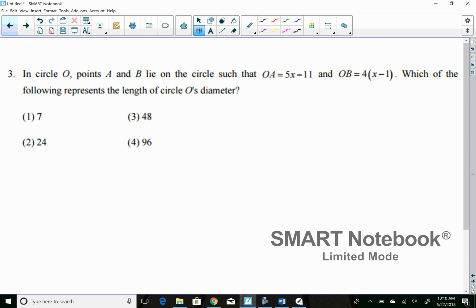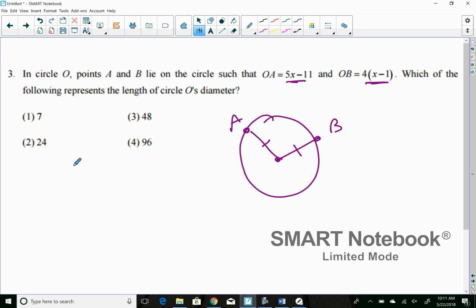Number 3 tells us that we have circle O, and it says points A and B lie on the circle, and it doesn't tell us that they're opposites of each other or that they create a diameter, so I'm just going to put them in random places. But the one thing that I do know is they're the same size because they both represent the radii, so that means this expression and this expression are equal. So I can say 5x minus 11 is equal to 4x minus 4.